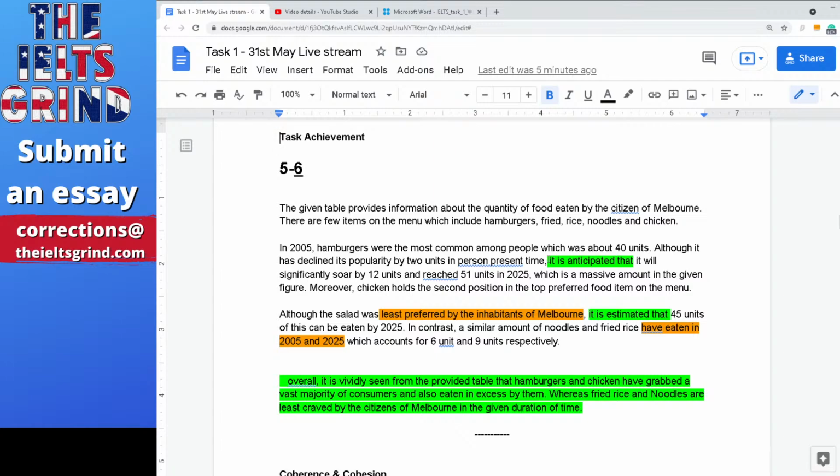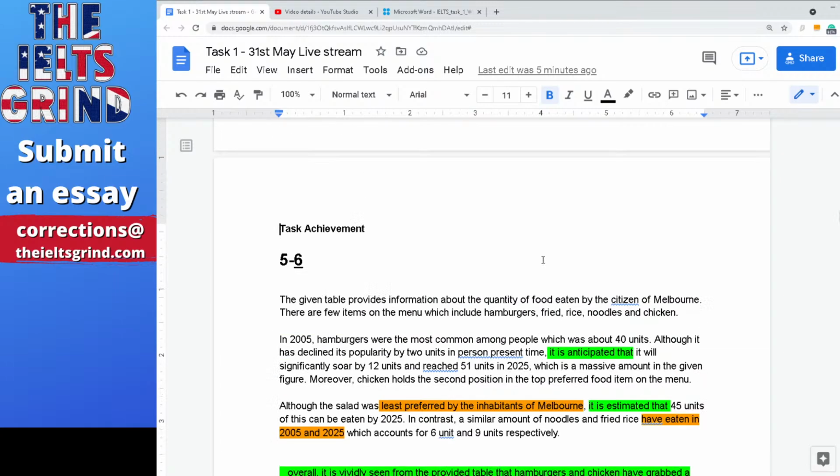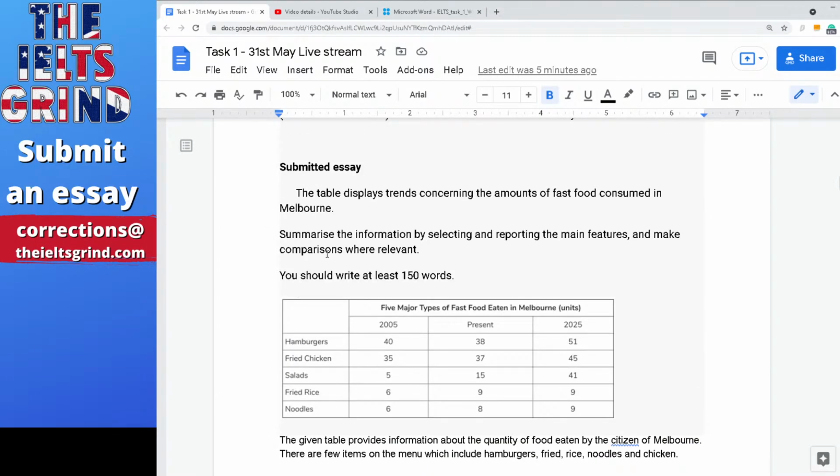Okay, so so far what Nazrin has done is picked out the 2 biggest trends, which is good because what you have to do, as it says here, is summarize the information by selecting and reporting the main features. So we can see hamburgers, yes, it was always the top number in each column, and fried chicken, always the top number in each of the columns. So that's a really good thing.